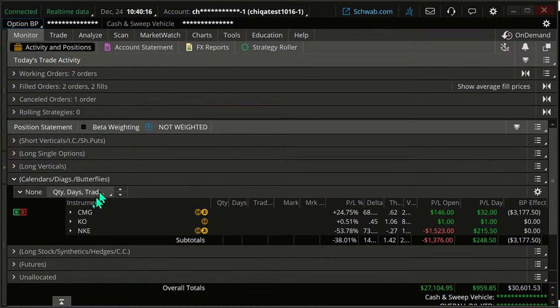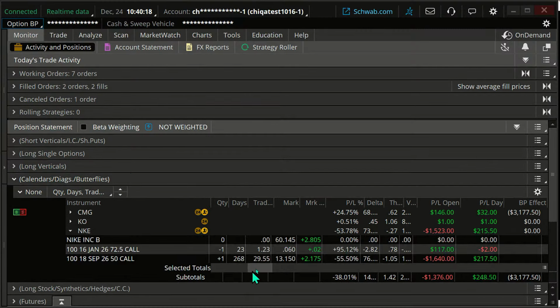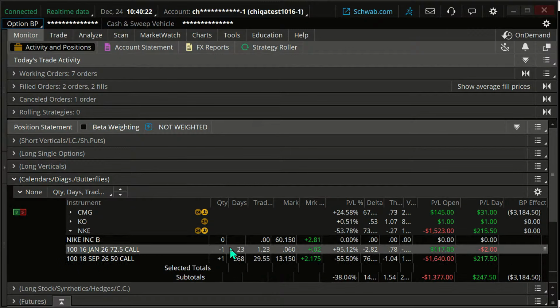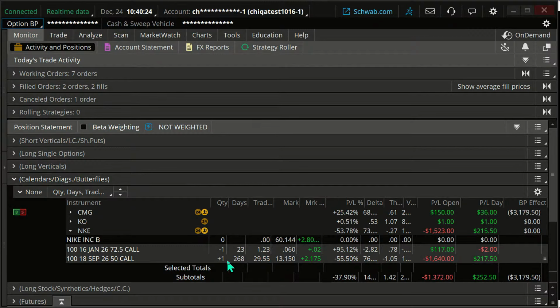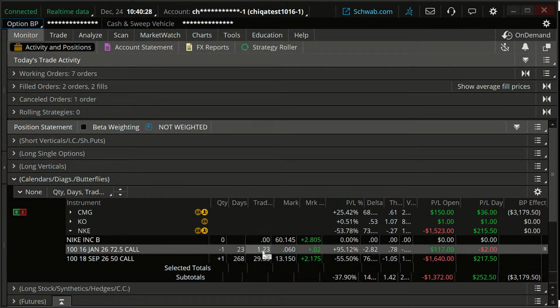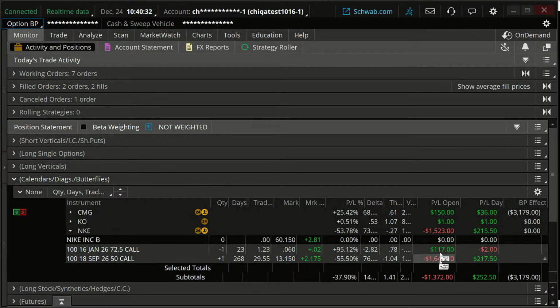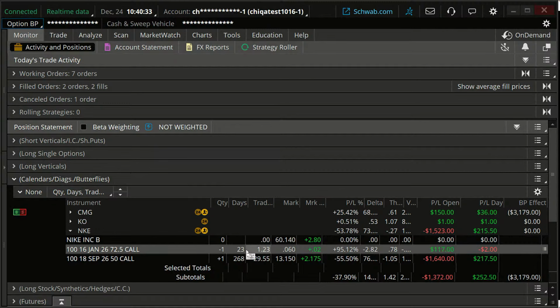Let's do another one. Nike. This is one we rolled just last week, but Nike made a big move. This is one we've been talking about for months now. We just keep rolling it out, keep getting the credit on the short. The long keeps getting worse and worse, but we keep bringing in that credit. So what I'm going to do is roll this out barely at all, but try and get that credit there.